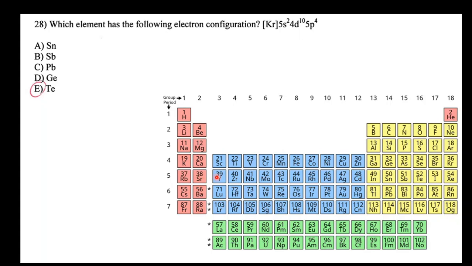And then next is, remember, this is D, so we subtract 1. So instead of 5D, it's actually 4D. So 4D10, 1, 2, 3, 4, 5, 6, 7, 8, 9, 10. And then we're back to 5 because you don't subtract 1 for P. So then 5p4, so that's 1, 2, 3, 4. So that corresponds to... Is that tellurium?